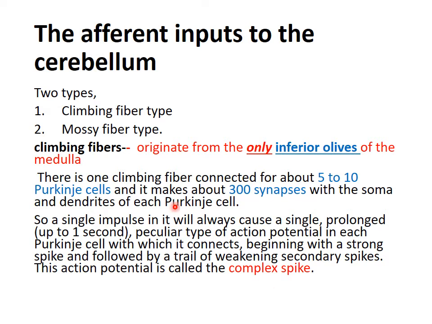The point we must remember: the climbing fibers and the mossy fibers enter into the cerebellum in the form of afferents. Climbing fibers are fibers which originate only from the inferior olives of the medulla. And each climbing fiber forms 300 synapses with the soma and dendrites of each Purkinje cell.